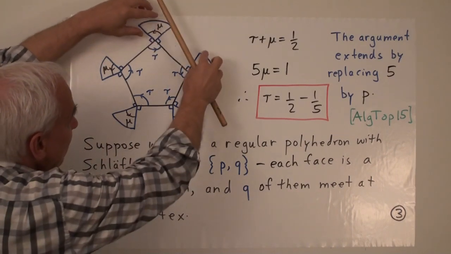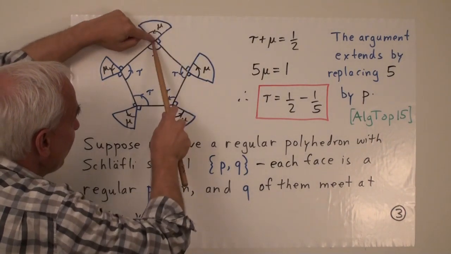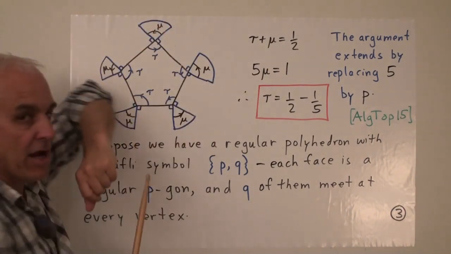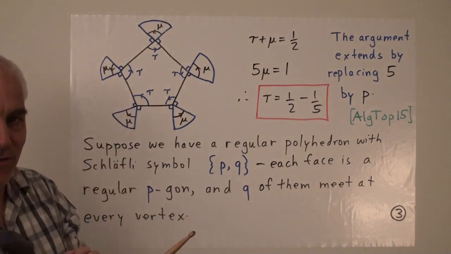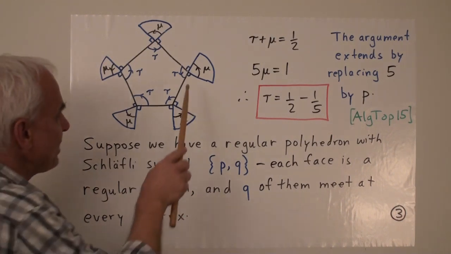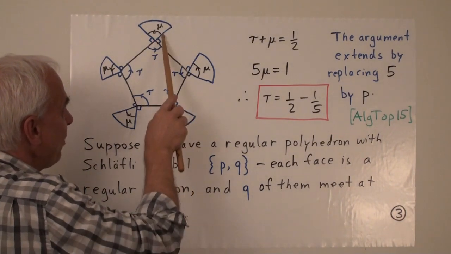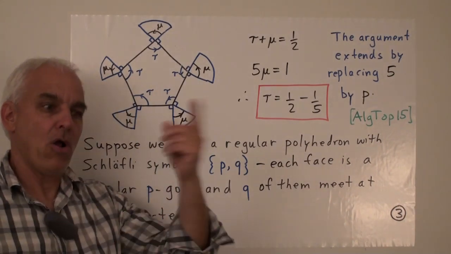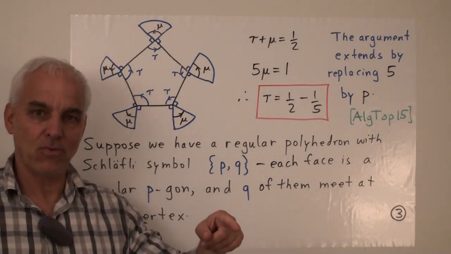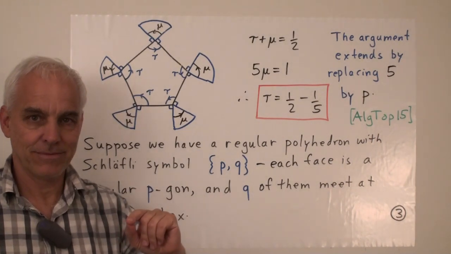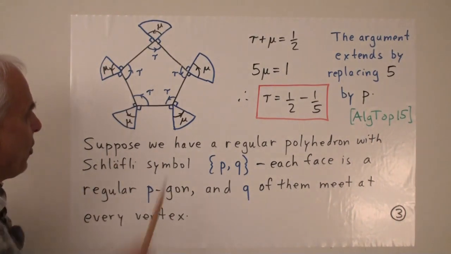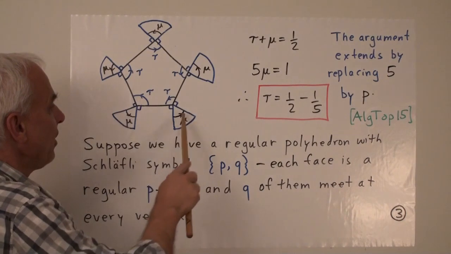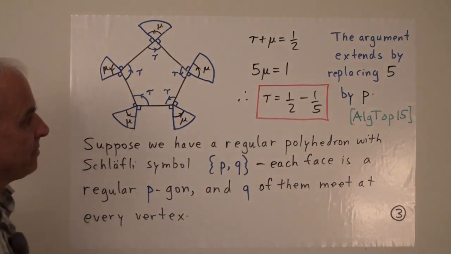So that means we could fit these together so that this and this are exactly lined up without having to rotate either of them. That means that this turn angle plus this one plus this one plus this one plus this one are actually all adding up to going around once, which is 1. So 5 times mu equals 1.